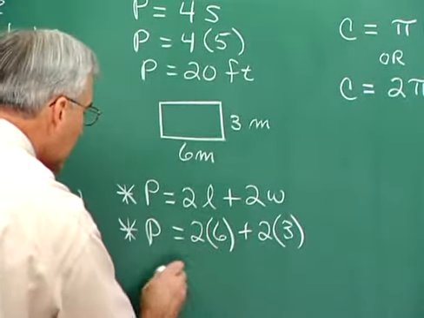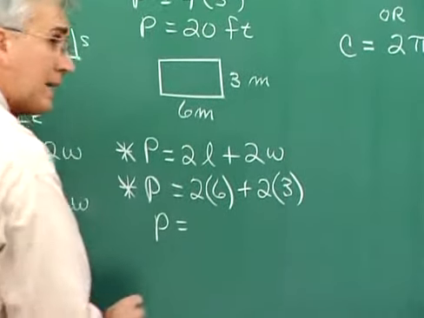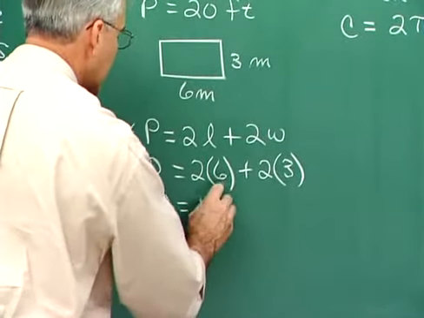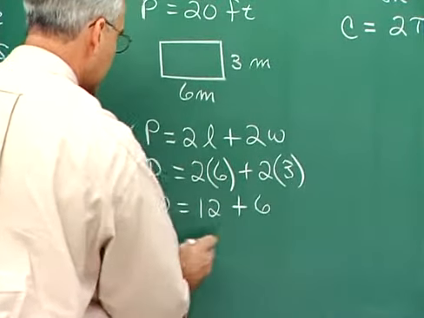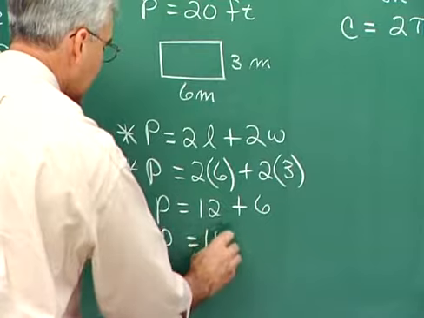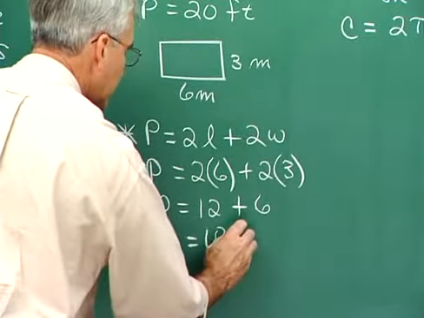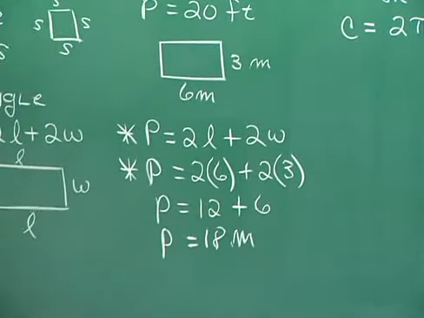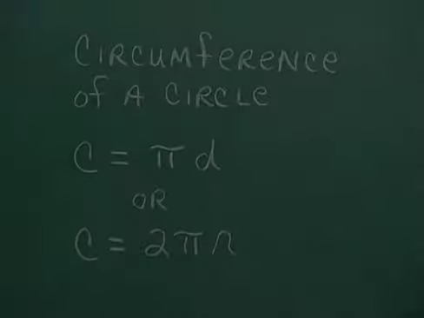All right, now we go through and we perform indicated operations. 2 times 6 is 12. 2 times 3 is 6. Then adding 12 and 6, we get 18. The unit is meters, so 18 meters would be the perimeter of this figure.